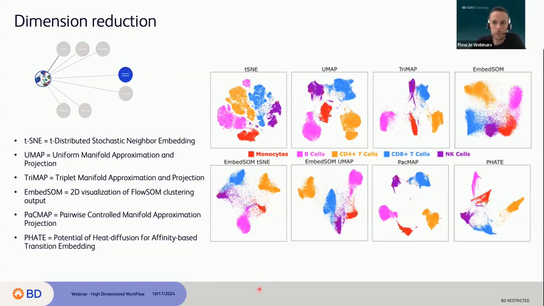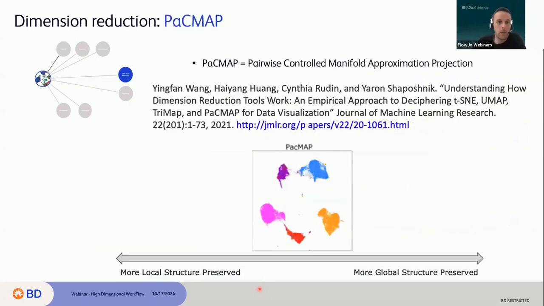So today we're going to focus on PaCMAP. PaCMAP stands for Pairwise Controlled Manifold Approximation and Projection. Here is the paper, Understanding How Dimensionality Reduction Works: An Empirical Approach to Deciphering t-SNE, UMAP, TriMAP, and PaCMAP for Data Visualization, and it was written by Yingfan Wang.